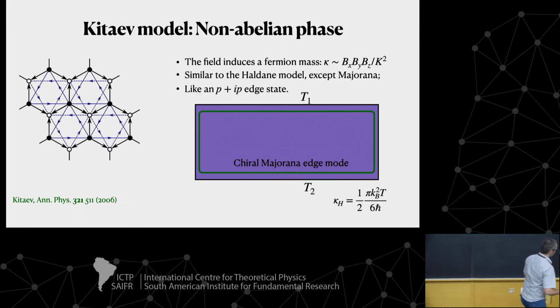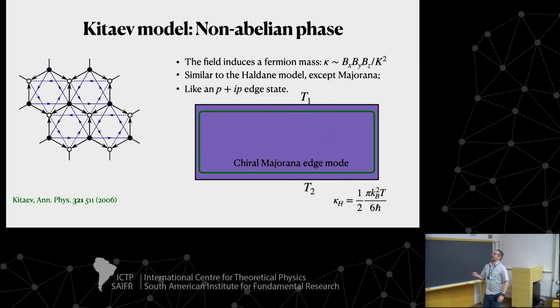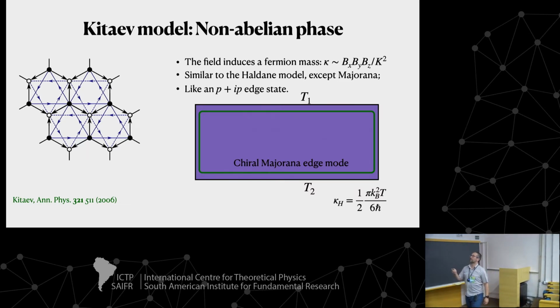And also, there's another interesting aspect of this model, a topological aspect. If you apply a magnetic field, let's say, perpendicular to the plane of the honeycomb lattice, which you call the 1-1-1 direction, you gap out the Dirac cone, so you generate a mass. This is basically proportional to the product of these fields. And you end up with a model that's really similar to the Haldane model.